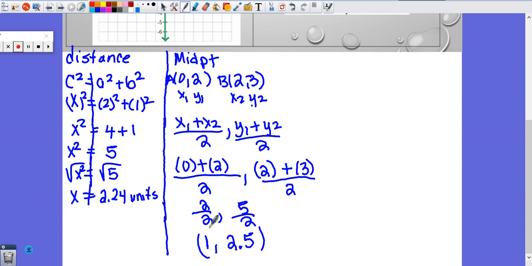You can leave it as fractions. I prefer the exact answer, but I'm giving you the decimal here. You can say 1 and 5 over 2, but if you need to go back and graph this, you're going to need the decimal form of the answer.